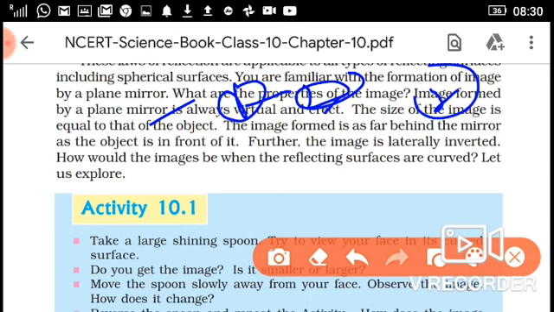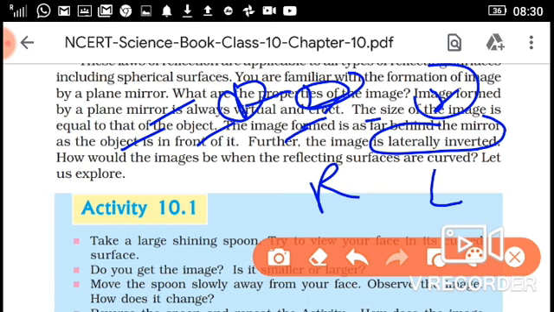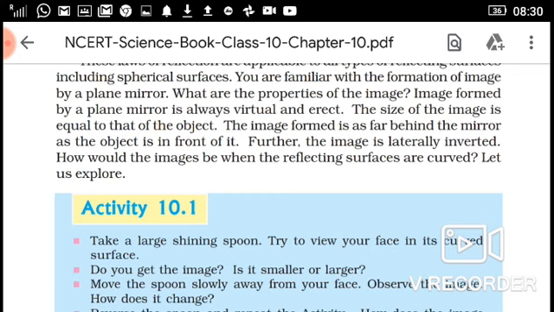Third point, the image formed is as far behind the mirror as the object is in front of it. जितना उसका object पास होगा उतना image पास होगा, जितना object दूर होगा उतना image भी दूर होगा. Further, the image is laterally inverted, means right side appears as left and left side appears as right. Now this is all about the plane mirror.